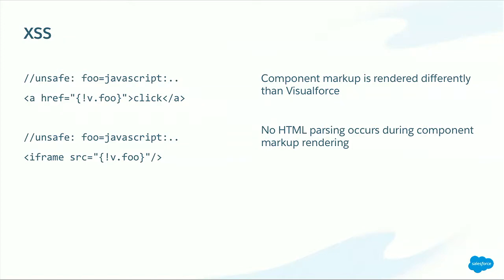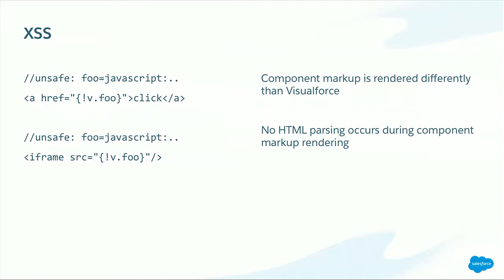So the component markup is rendered differently compared to a Visualforce page. So no HTML parsing occurs during component rendering. So here it's a URL context. What an attacker could do is, if it's user-controlled input entered into v.foo, he can have a JavaScript colon and put his payload, so his JavaScript gets executed. It could be DOM-based if the value is taken from the component and put in here, or it could be stored if the value from the object.value is put in here.